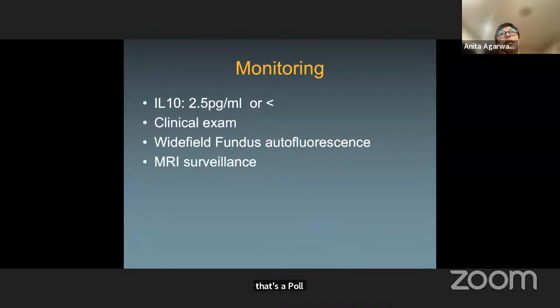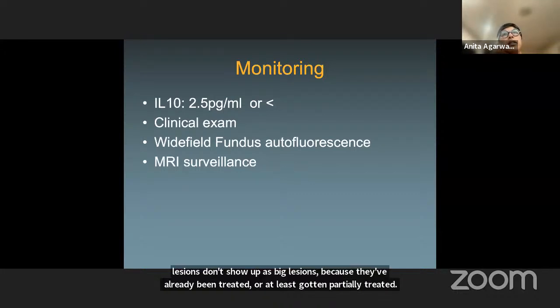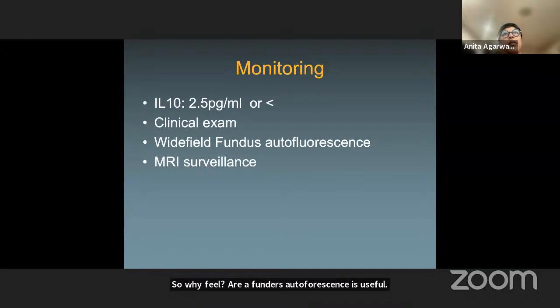After you treat these patients with systemic or intravitreal therapy or a combination of both, monitoring is very important. IL-10 levels can be done, and the level considered suspicious of recurrence is 2.5 picograms per ml. Clinical exam is very important, and sometimes these lesions don't show up as big lesions because they've already been treated or partially treated. So widefield fundus autofluorescence is useful. It will tell you if new lesions appear, because these lesions are in the vicinity of the RPE, and the RPE can get irritated, and you can see them as hyper or hypoautofluorescent lesions. Of course, MRI surveillance is important. So it's a combination management with oncologists.